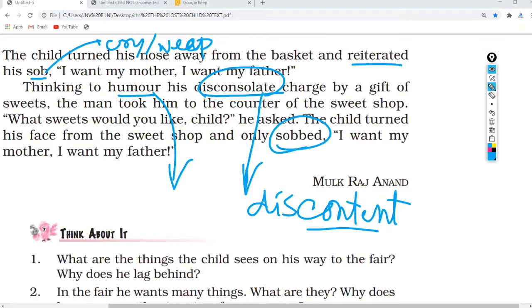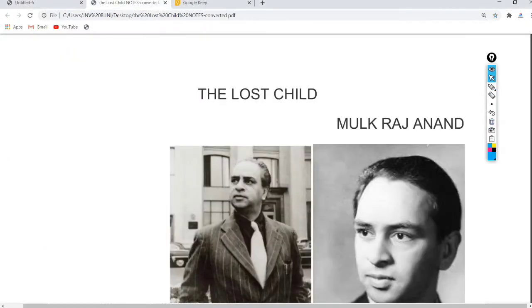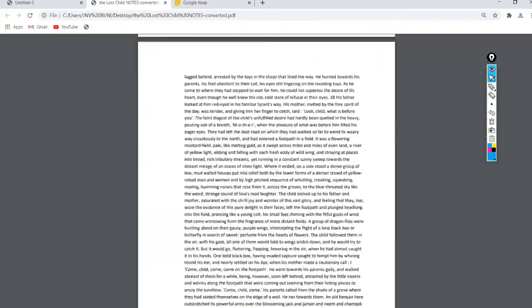So this is the end of the lesson, my dear children. You will see that the textual questions are there. Think about it. You will be doing all these textual questions. We have already discussed what are the things of attraction the child could see on the way to the fair. Why does he lag behind? These questions you will be doing by yourself. Let us see only one or two questions now. The MCQ questions we will see towards the end.